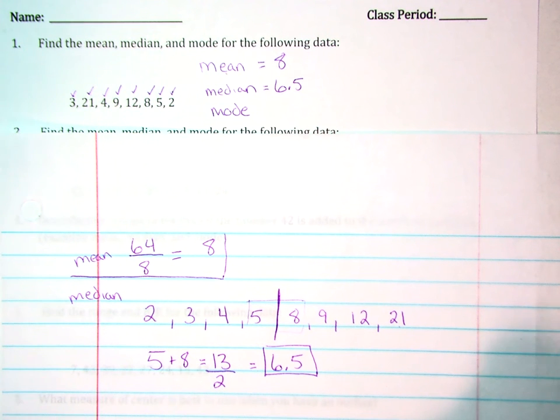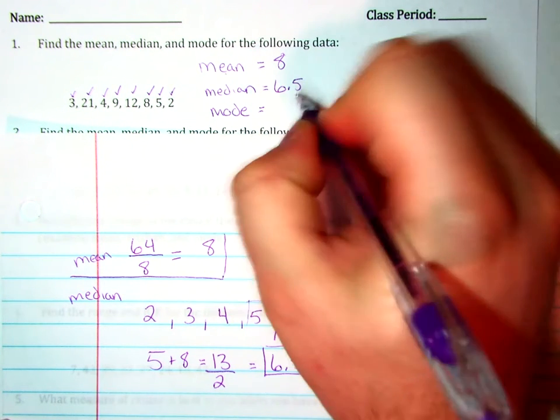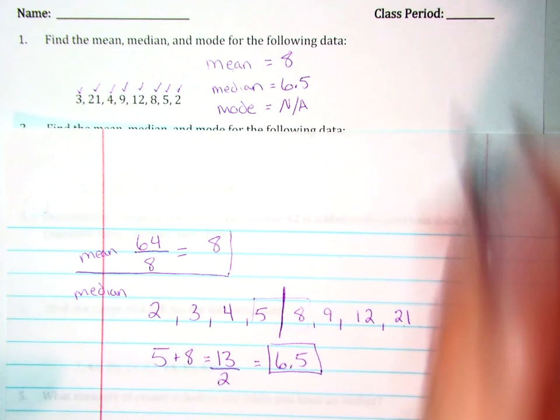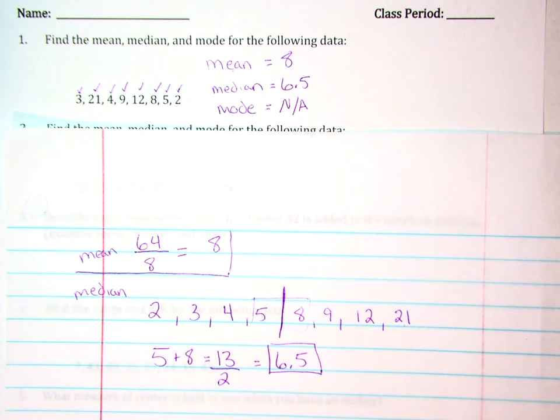The mode. The mode is the number that is used the most. And in this instance, every number is used exactly one time. So we have no mode. I can say none, or I will say NA, not applicable.